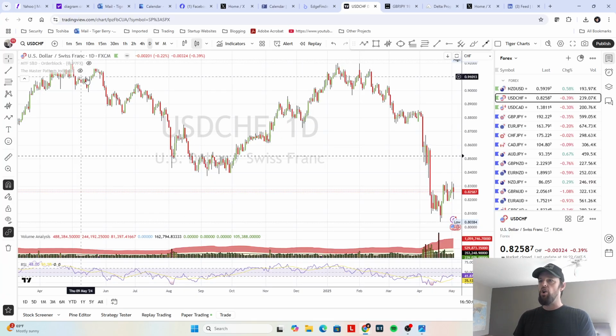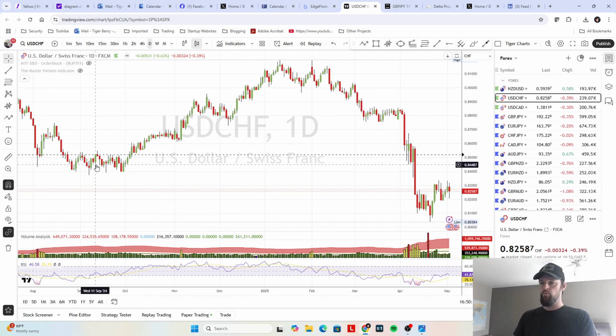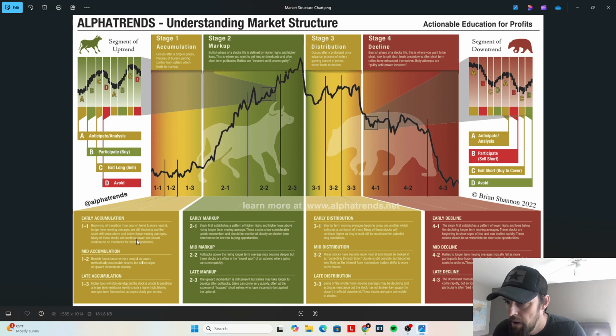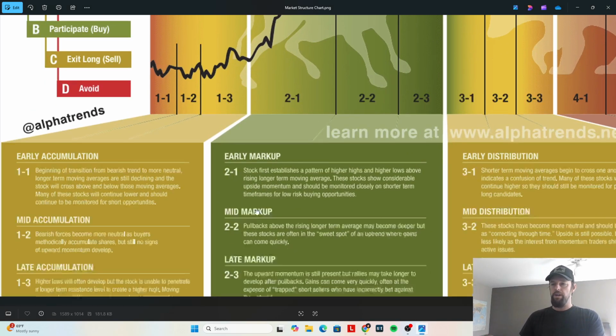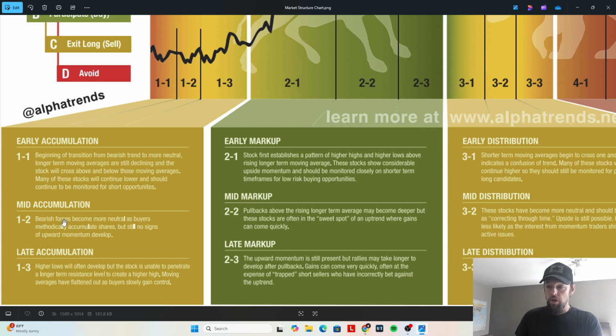So I'm basically talking about the end of the previous downtrend, which set up the first bit of accumulation. This is where we're at. That's what we're talking about. Let's zoom back in here. Mid accumulation: bearish forces become more neutral as buyers methodically accumulate shares, but still no signs of upward momentum develop.